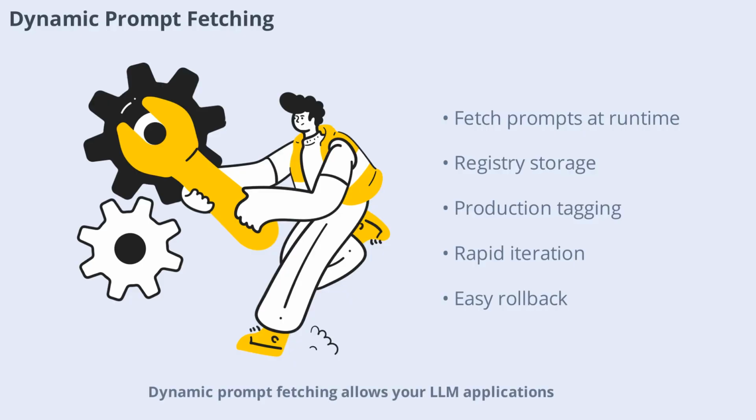Dynamic prompt fetching allows your LLM applications to retrieve the latest prompt versions at runtime. By storing prompts in registries and tagging them appropriately, your system can fetch production-ready prompts via API calls. This flexibility supports rapid iteration, rollback, and experimentation without redeploying the entire application.